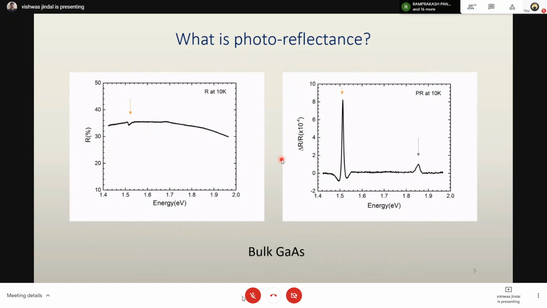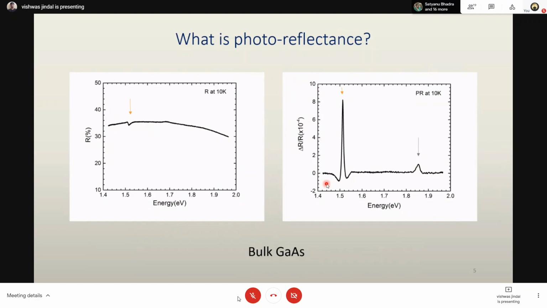But one thing to notice is this delta R by R is 10 raised to the power -4. So it is 4 orders of magnitude smaller than the R signal. You actually need a very good signal to noise ratio in order to measure this. That is why we use this lock-in amplifier. It provides such a high signal to noise ratio that the noise in this data is very small.